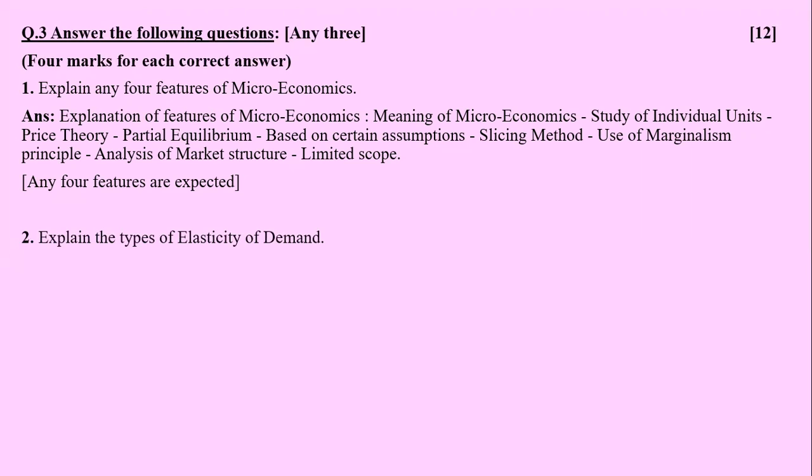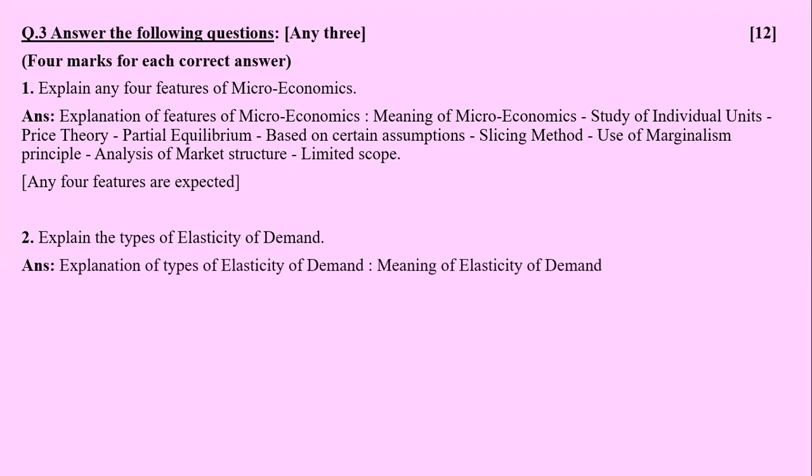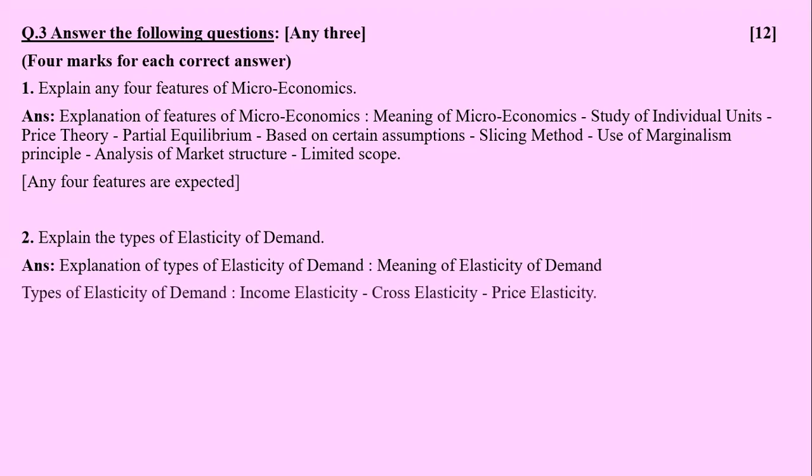Now see the second question. Explain the types of elasticity of demand. The question is about types of elasticity of demand. Now see the points of the answer. Explanation of types of elasticity of demand. Here, meaning of elasticity of demand. Then types: income elasticity, cross elasticity, and price elasticity. Many students get confused between types of elasticity of demand and types of price elasticity of demand. So, always read the question very carefully.